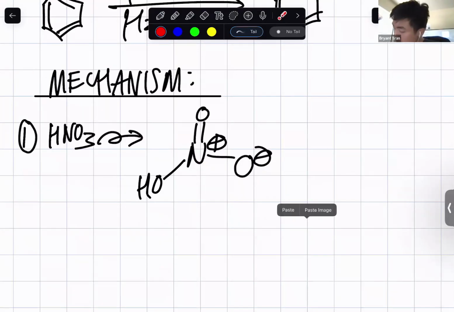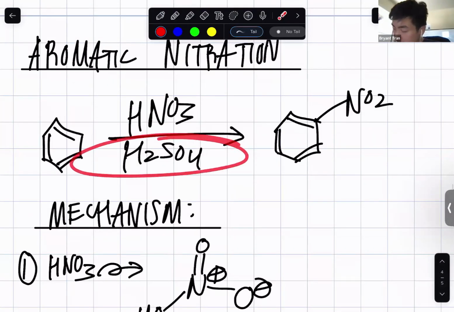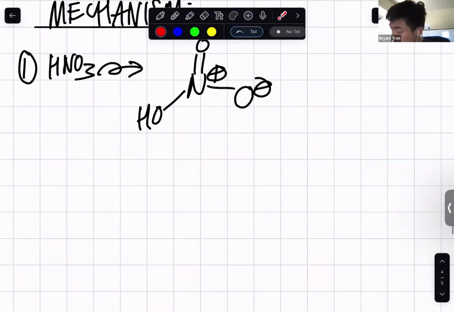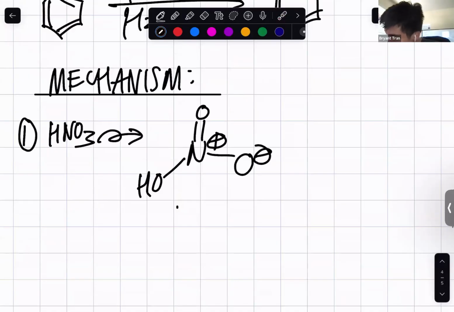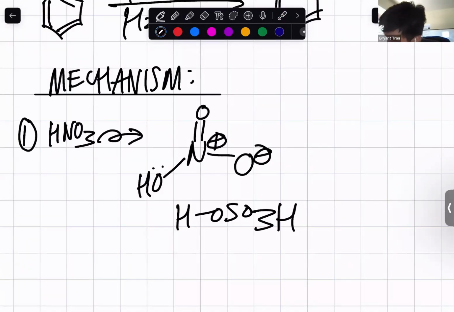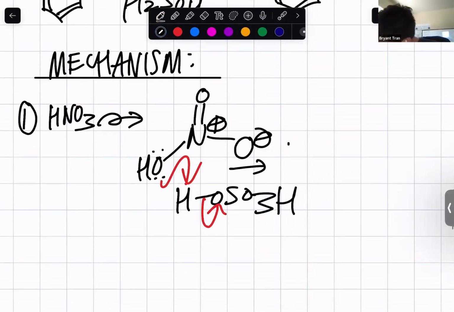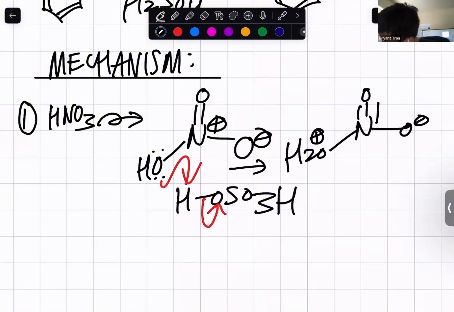Now, we have acidic conditions here with sulfuric acid, right? So we're gonna protonate this hydroxy group. I'm gonna draw out the sulfuric acid in this form, where this hydroxy group is gonna grab a proton from the sulfuric acid and give us this intermediate right here, where we form an oxonium ion, which is a good leaving group, right?